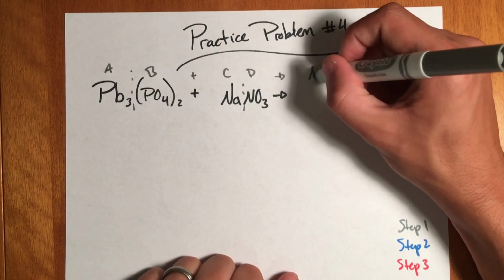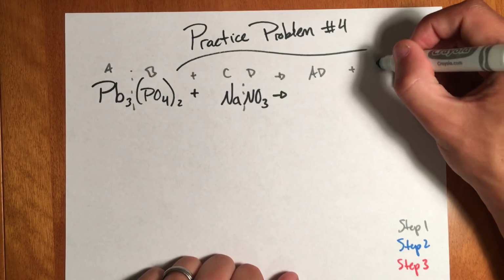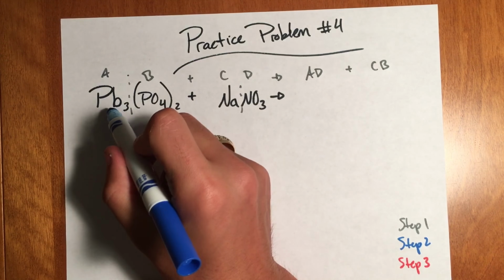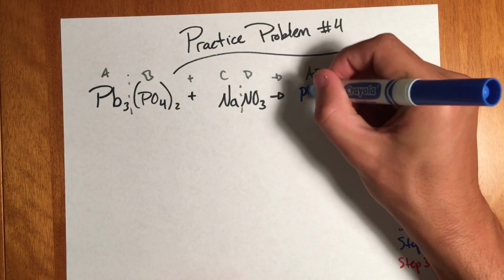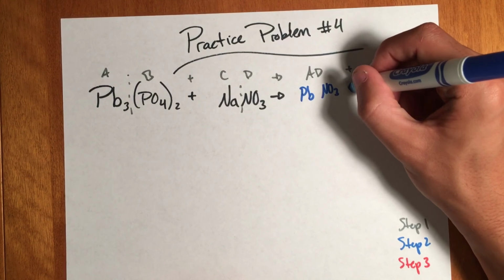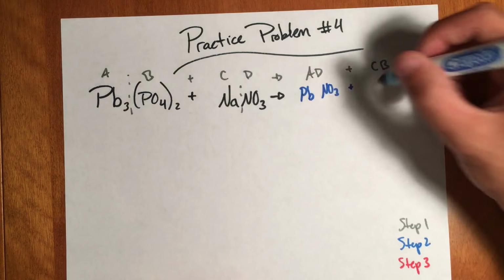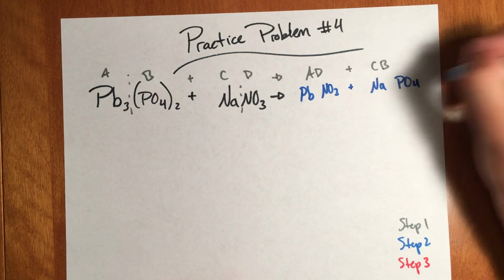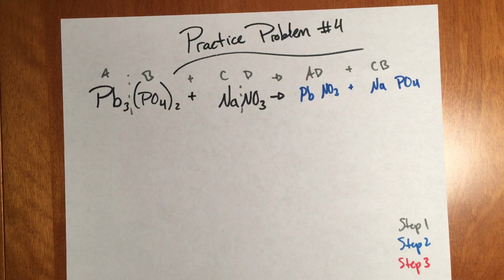So we know that it's going to be AD plus CB. When we write these things out, the lead is going to come over first, Pb. D is nitrate, NO3, plus sodium and phosphate. So again, lead is a transition metal, which means we need to figure out what it's bonded to and the charges of that, so we can figure out the charge of the lead.